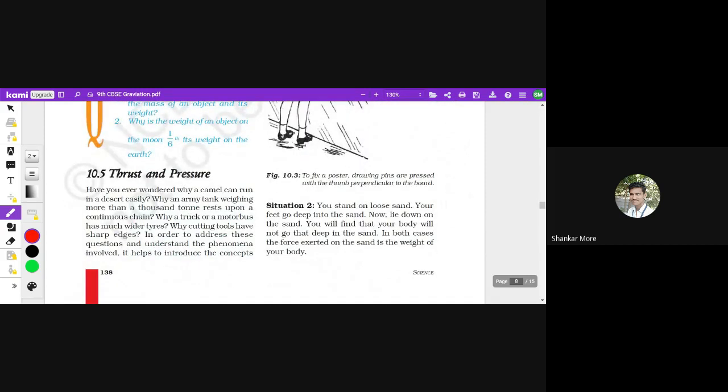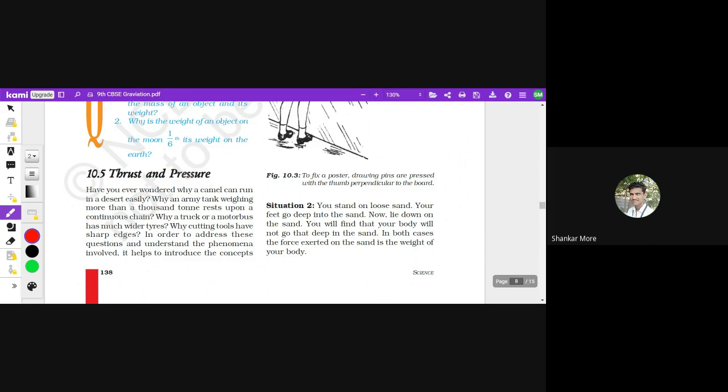The next concept that we are going to learn is thrust and pressure. Have you ever wondered why a camel can run in a desert easily? Why an army tank weighing more than 1,000 tons rests upon a continuous chain? Why a truck or motor bus has much wider tires? Why cutting tools have sharp edges?